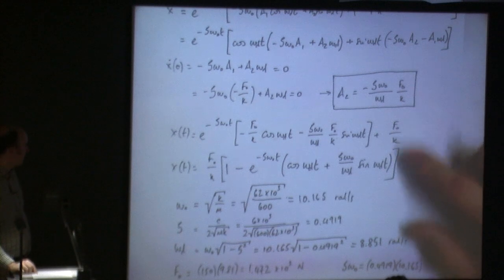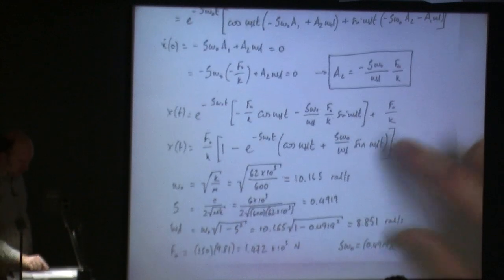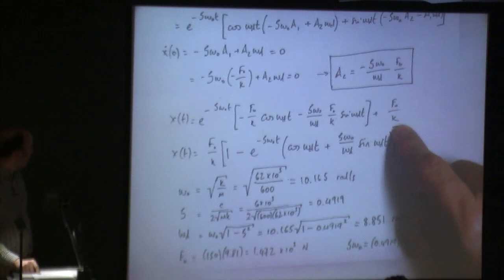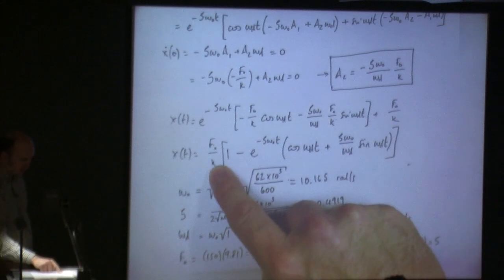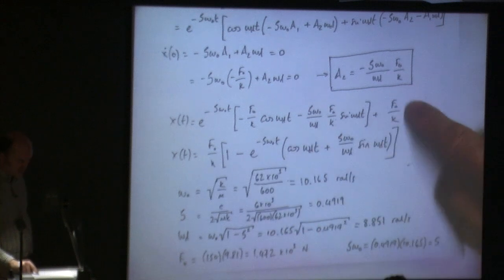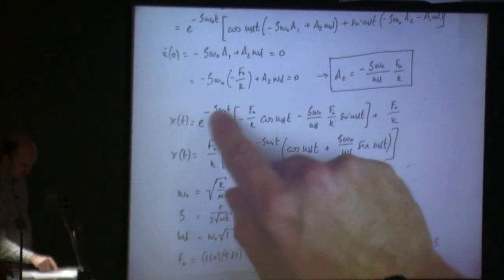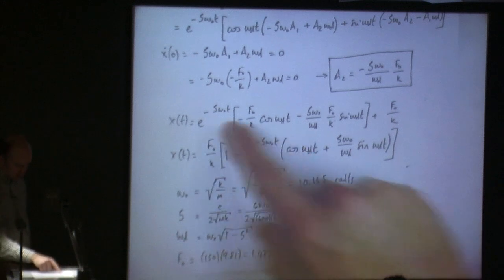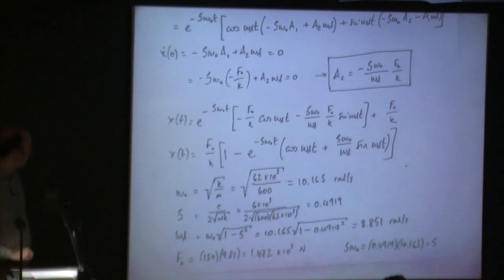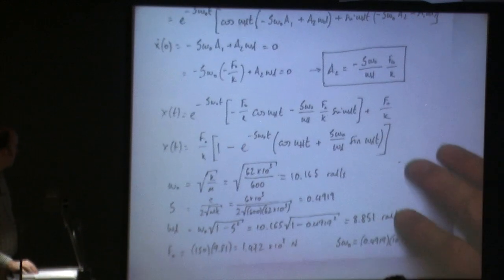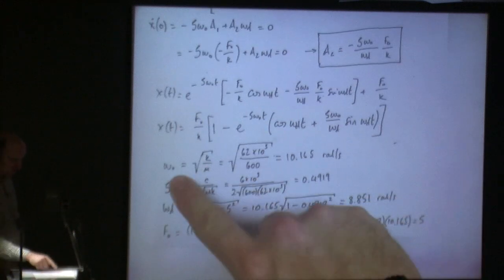I rearrange to make it look nicer because there's an f naught upon k here, there, and there. I can take that outside. I get f naught upon k times 1, which is this one, minus my exponential, this one and this one. And that minus turns into a plus in there because I've got the minus outside. So now I need to go through and find my various terms.